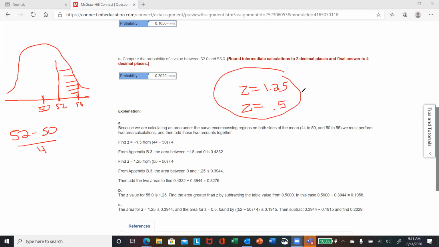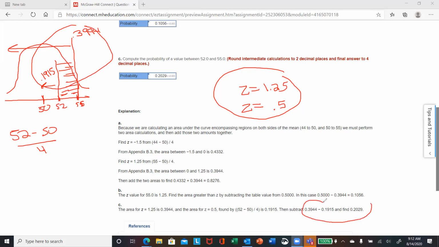So what you do is look up these two z-values, and because these are both positive z-values, you would subtract. All right, so if you look up the z-value for 55 and look up that area, of course, you've seen this before, the area to the left is 0.3944. And then if you look up 52, the 0.5, the area to the left of that is going to be 0.1915. So to get what's in between these two, you have to take the difference. So the difference is essentially right down here, and that's where they're coming up with that 0.2029.